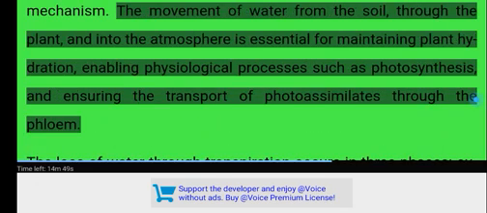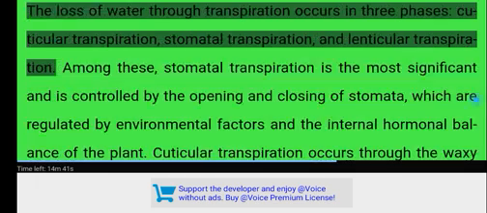The movement of water from the soil, through the plant, and into the atmosphere is essential for maintaining plant hydration, enabling physiological processes such as photosynthesis, and ensuring the transport of photosynthates through the phloem. The loss of water through transpiration occurs in 3 phases: cuticular transpiration, stomatal transpiration, and lenticular transpiration.